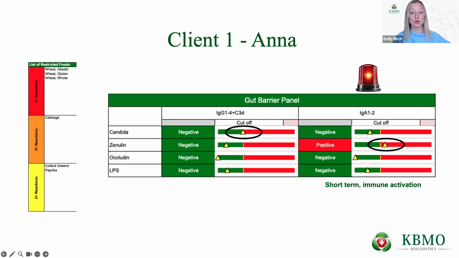So this is short term. This has not been going on for particularly long if it's coming up at IgA 1-2 level. And this is immune activation within the blood, obviously, because we're testing serum. IgG 1 to 4 and complement: if we see markers on this side, this is longer term systemic. This tells you that you do have a longer term systemic issue in terms of immune response to those markers. Hopefully that makes sense.